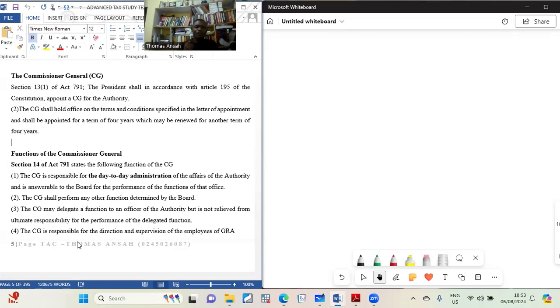Now, Section 14 of Act 791 tells us what the Commissioner General is supposed to do. A Commissioner General is just a CEO. He's just the managing director of Ghana Revenue Authority. Now, the Commissioner General is just to see to the day-to-day running of the business, just as any managing director will go to his office. That is the function of the Commissioner General.